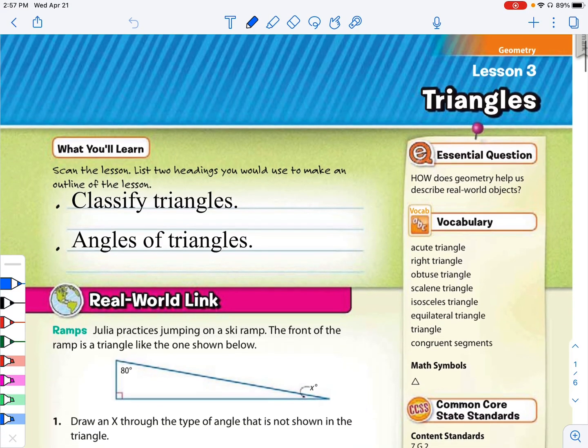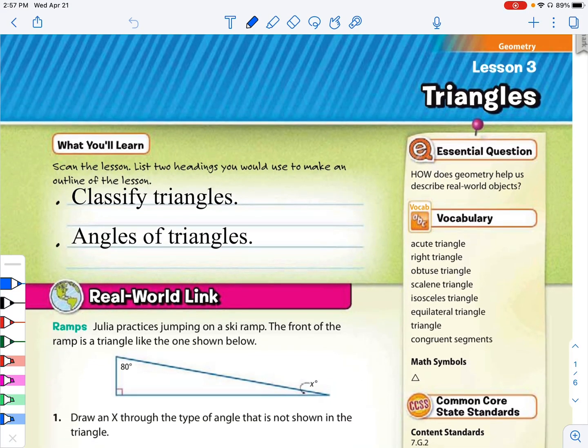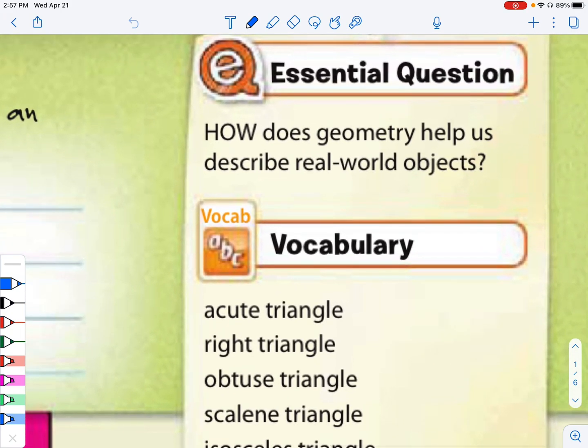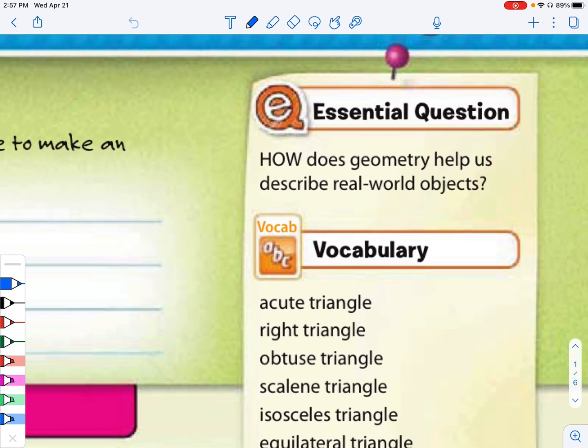Lesson 3, Chapter 7, and the title of this lesson is Triangles. We go back to the essential question: how does geometry help us describe real-world objects? And the good thing about this is that we see triangles all around us.